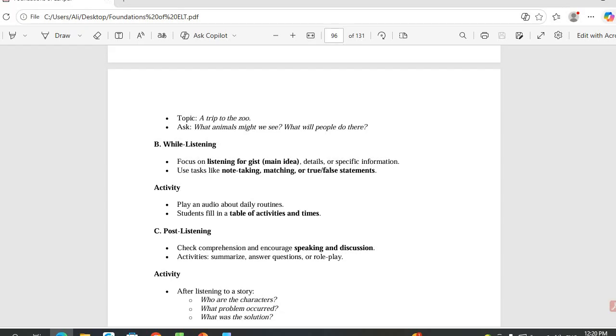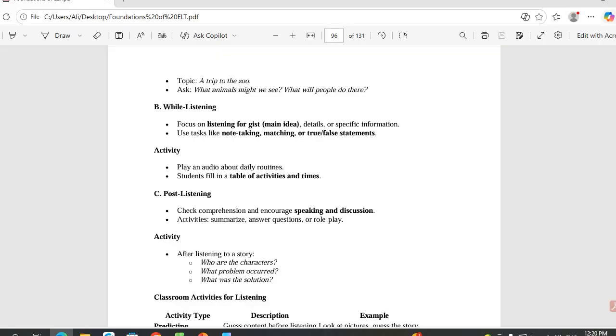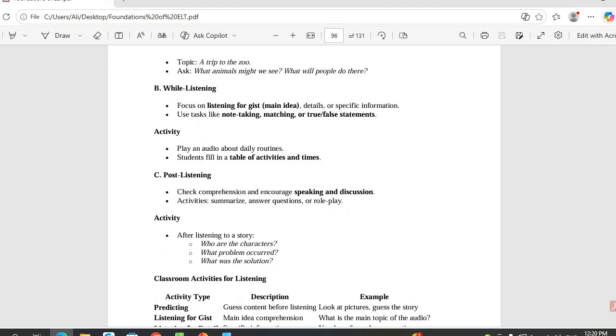exercises or activities. While listening, focus on listening for gist, main idea, and then listening for details or specific information, and then true false statements, matching, note taking. You play an audio about daily routines. Students fill a table of activities and times.